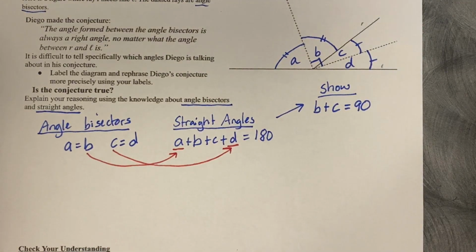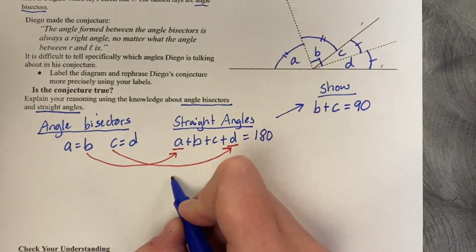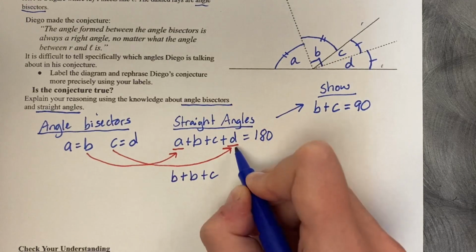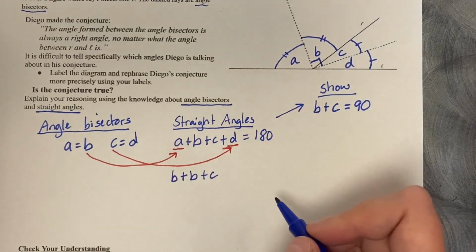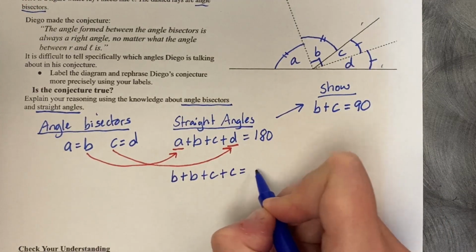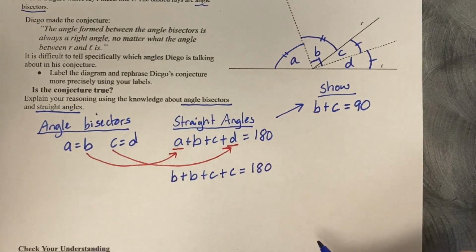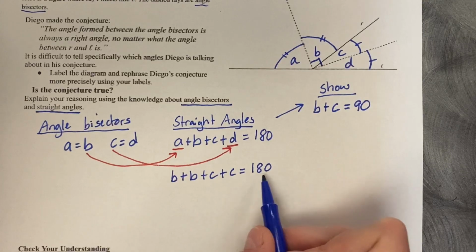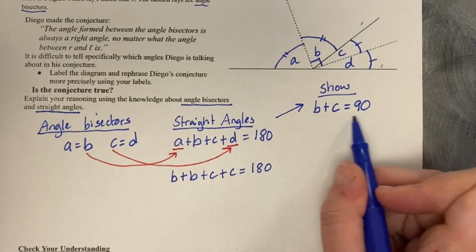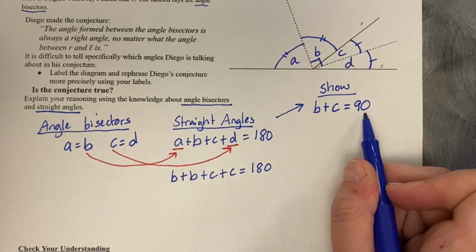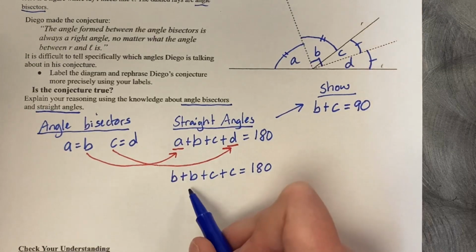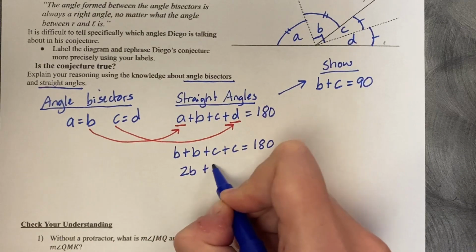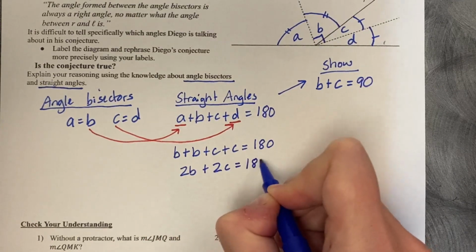So now my equation could be this. A gets replaced with a B plus B, and then still plus C. And then D gets replaced with another C. So plus C equals 180. Oh, well, now I've got two B's and two C's is 180. That's pretty close to B plus C equals 90. What's happening is that it's half the size. So now mathematically I could say two B's and two C's is 180.